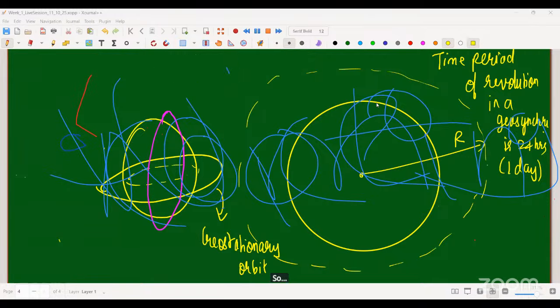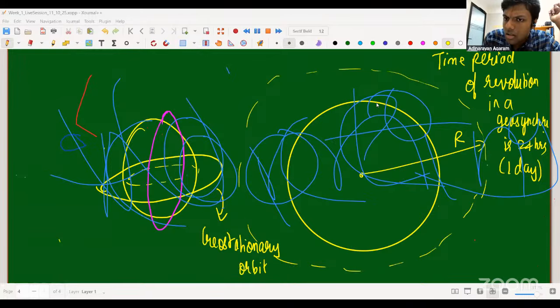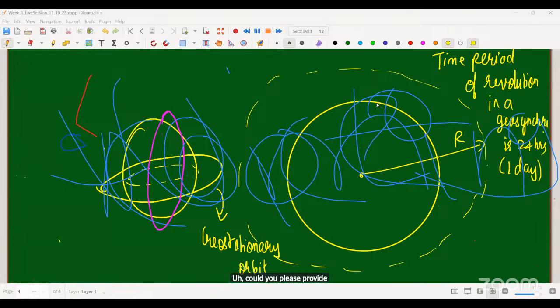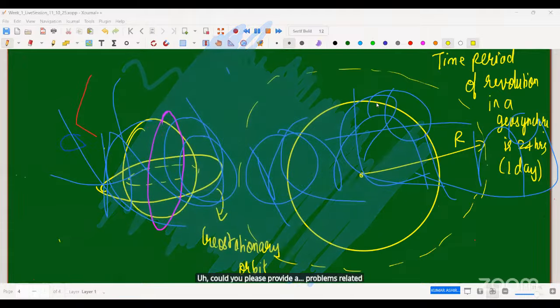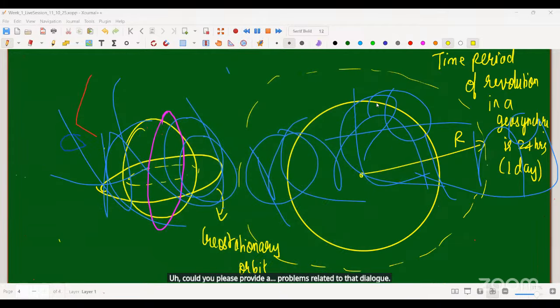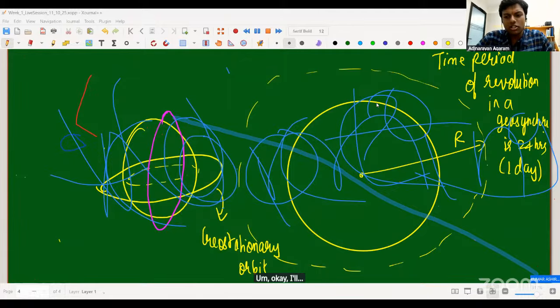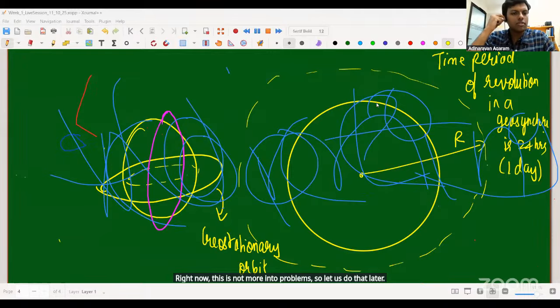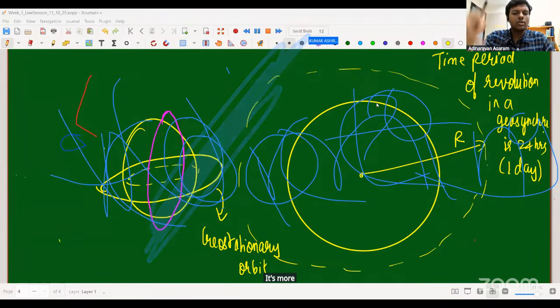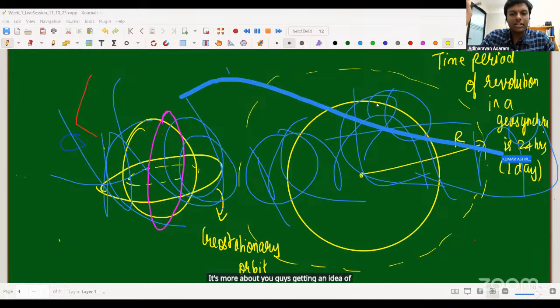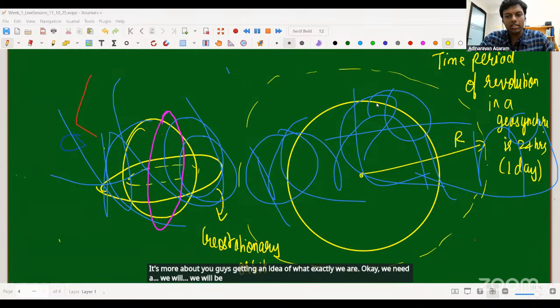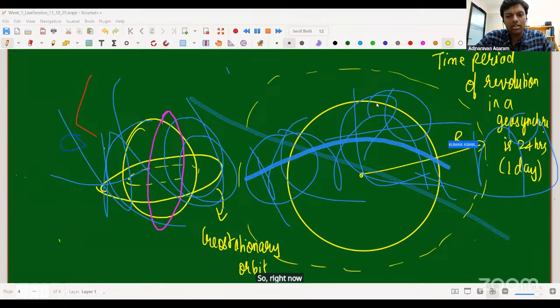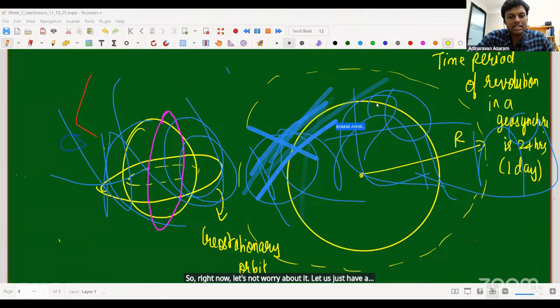Sir, could you please provide us some problems related to that payload and the launch vehicle density? Okay, right now this is not more into problems, so let us do that later. For now, it's more about you getting an idea of what exactly they are. We will be solving problems as we go later. So right now, let's not worry about that. Let us just have an intuitive understanding.